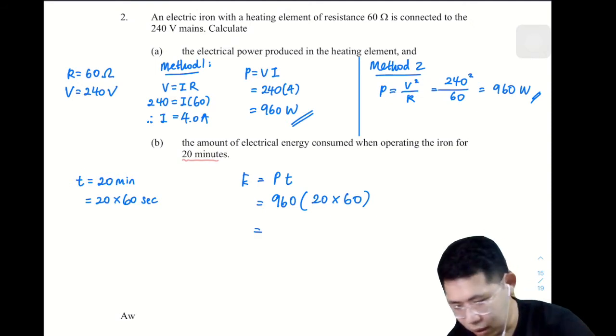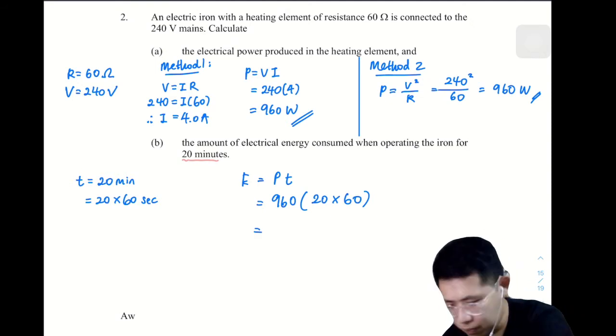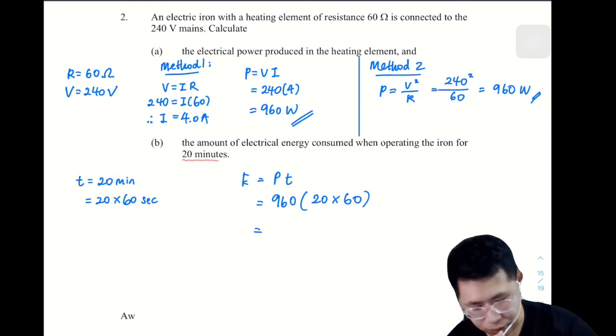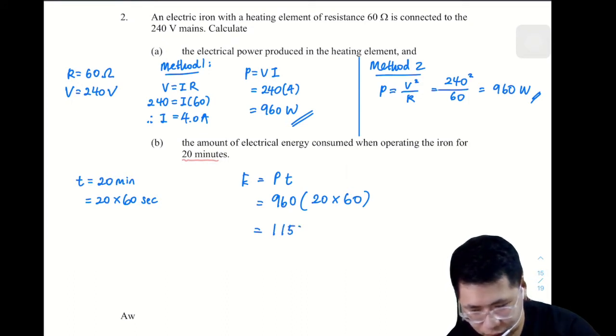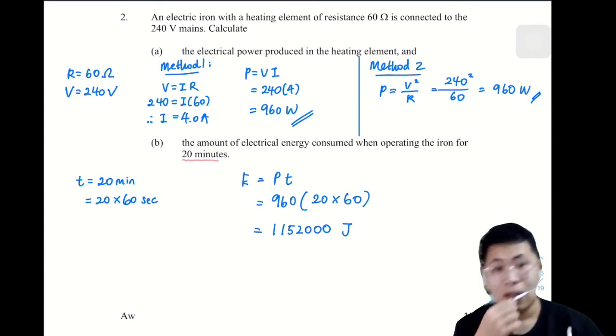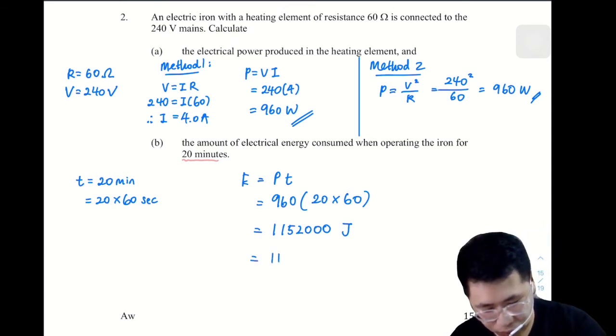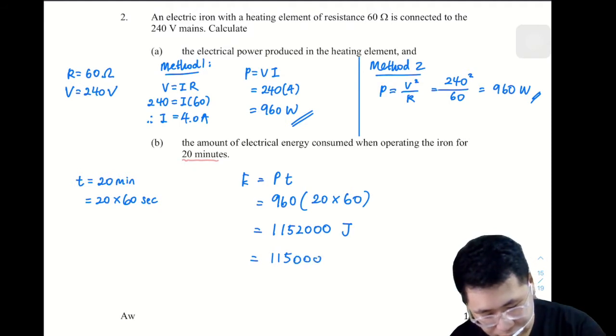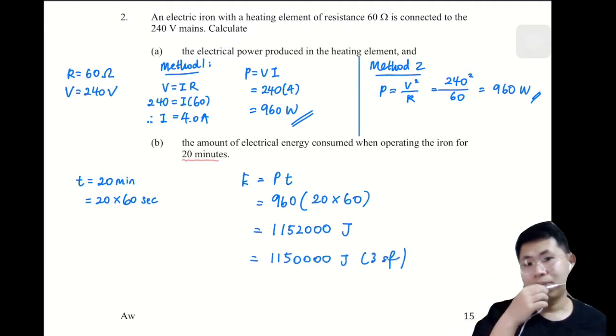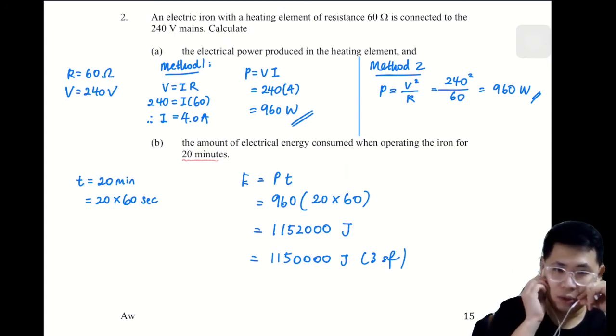Alright, so here we're going to have 1152000 energy in joules. Let us convert this to 3 SF, so this will be 115, then the rest 0s. 3 SF, 3 important numbers. So this is for 2A and 2B.